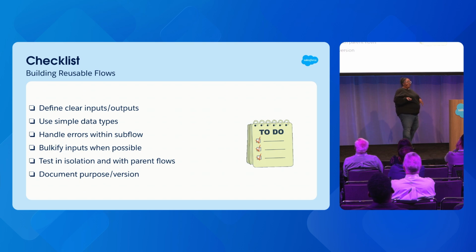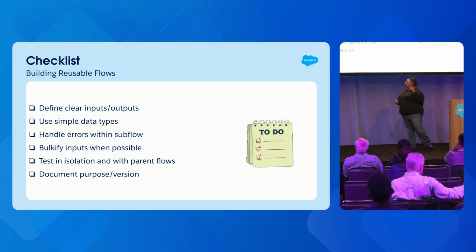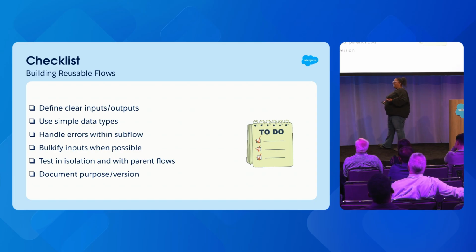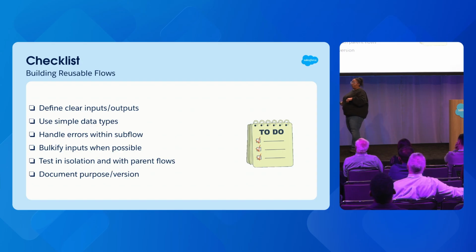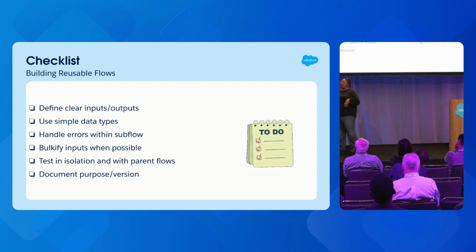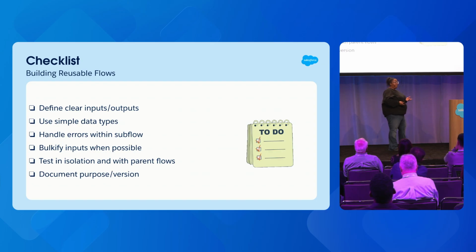So here is a checklist you can also use for building the reusable flows. That involves defining very clear inputs and outputs: what's coming from your parent flow into the subflow, and what are the outputs that you will then be using within the parent flow. I like to use text variables or just very simple variables instead of record variables. I just find that it's a lot less constricting when I want to use it in other places.